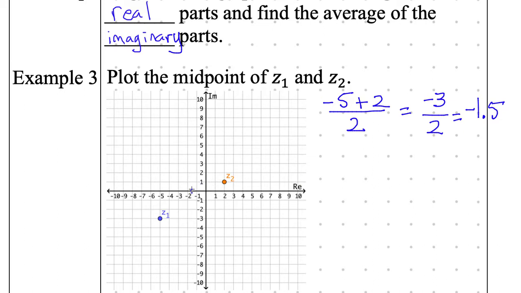So -1.5 is right here. I'm going to make a little tick mark. You should make a tick mark as well. So somewhere on this line right here is where the average of Z1 and Z2 is. We don't know where that is, so I'm going to just leave it as a tick mark for now.